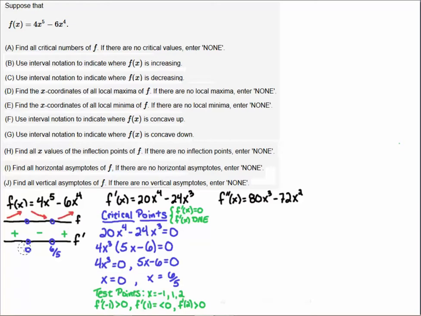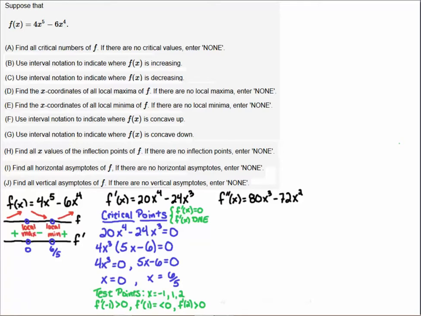All right, so now that I know that the first derivative is positive from minus infinity to 0, I know that the function increases from minus infinity to 0. Between 0 and 6/5, the first derivative is negative, so the function decreases between 0 and 6/5. And then from 6/5 to positive infinity, the first derivative is positive. So from 6/5 to positive infinity, the function is increasing.